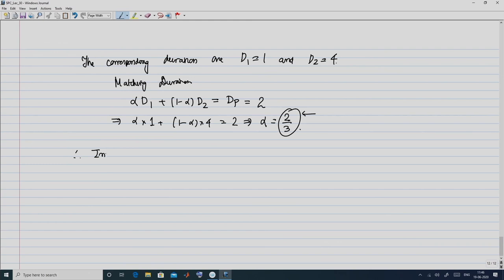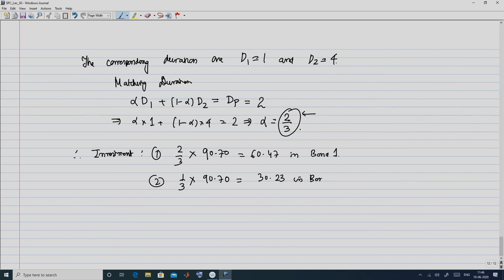So therefore, what do we invest? How much was the investment amount? My investment amount was 90.70, and I invest 2/3 of this amount, which is 60.47, and this is my investment in bond 1. And similarly, you will have the remaining 1/3 of the total amount of 90.70. So this is 30.23, invested in bond 2. All right, so based on the weights, 60.47 is invested in bond 1 and 30.23 is invested in bond 2.